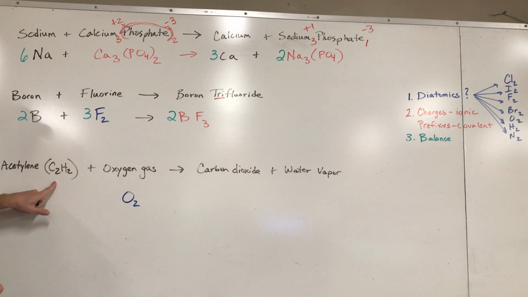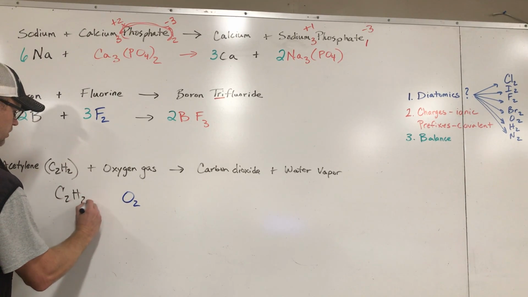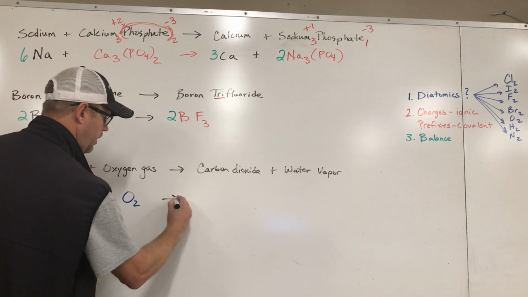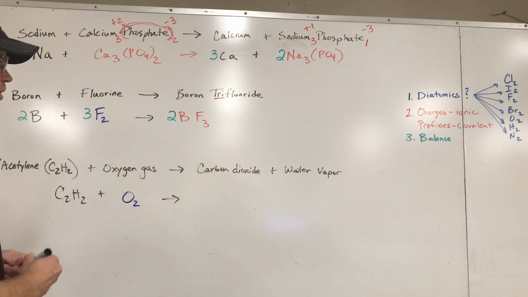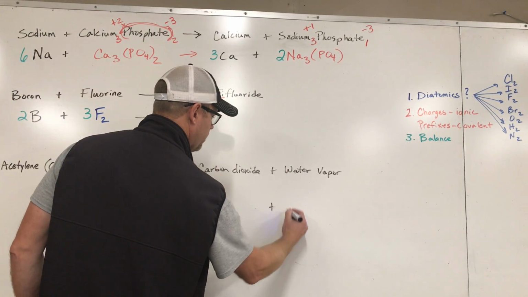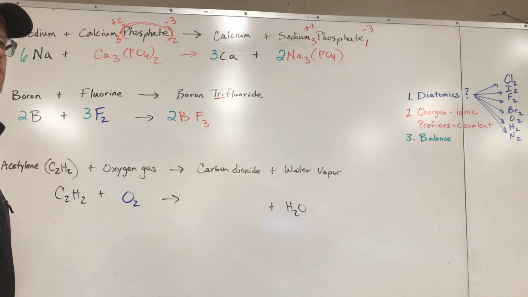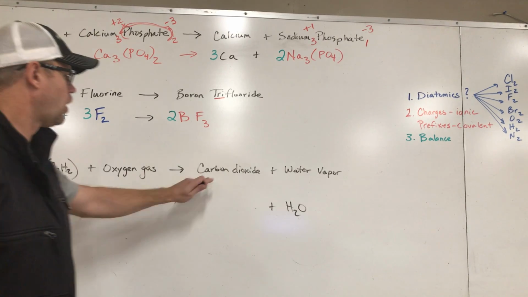Now I'm going to write the other things here. So I know acetylene is C2H2, put a plus right there, put my arrow, and now I got to look and see what we have to work with. All right, everybody in here knows that water vapor is H2O. I know it says vapor, that just means it's really hot and it's a gas, but it's still just water, H2O.